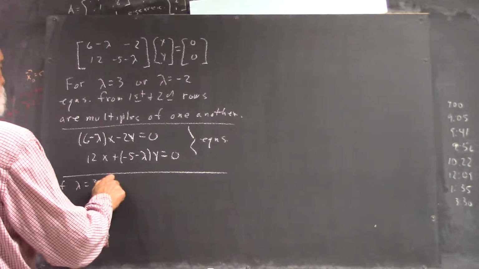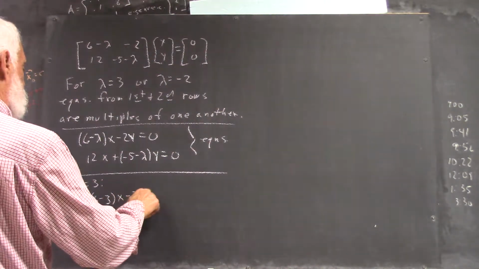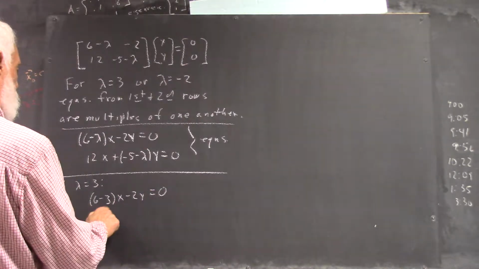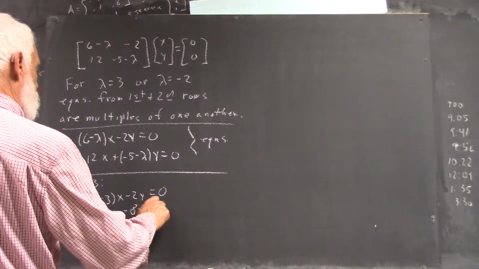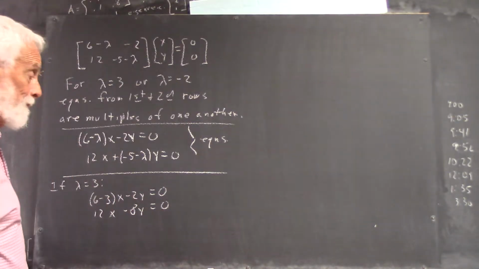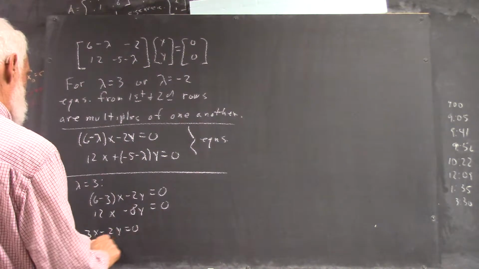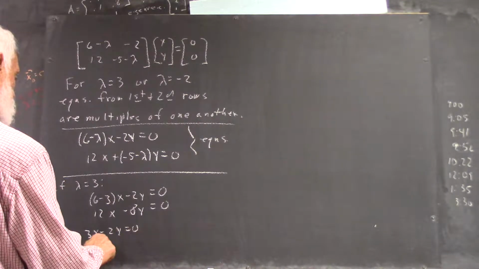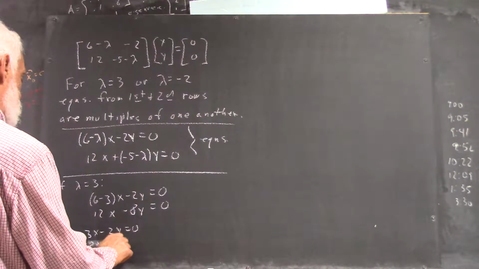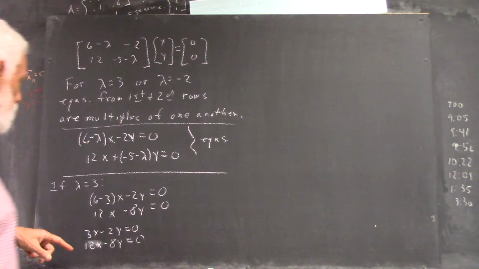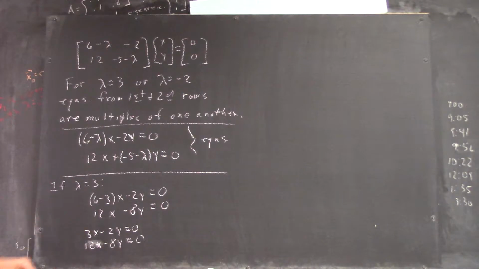If lambda is 3, that gives us 6 minus 3x minus 2y equals 0, and 12x minus 8y equals 0, right? Or 3x minus 2y equals 0. 12x minus 8y equals 0. And you can see that this equation is just 4 times this, right? Okay?